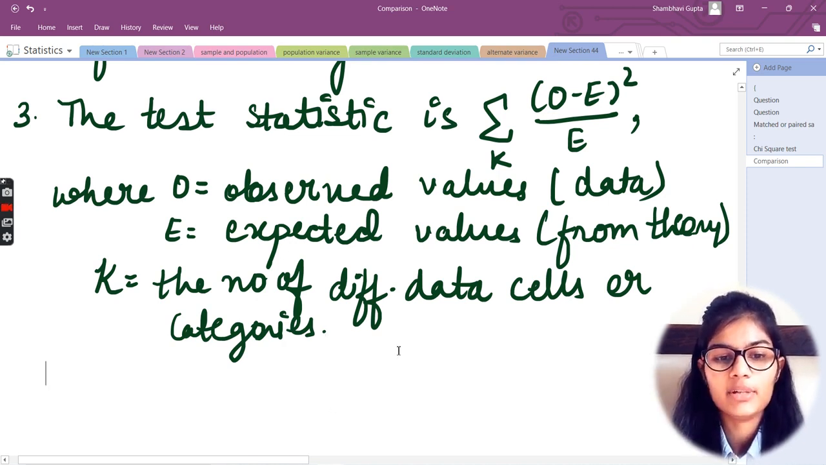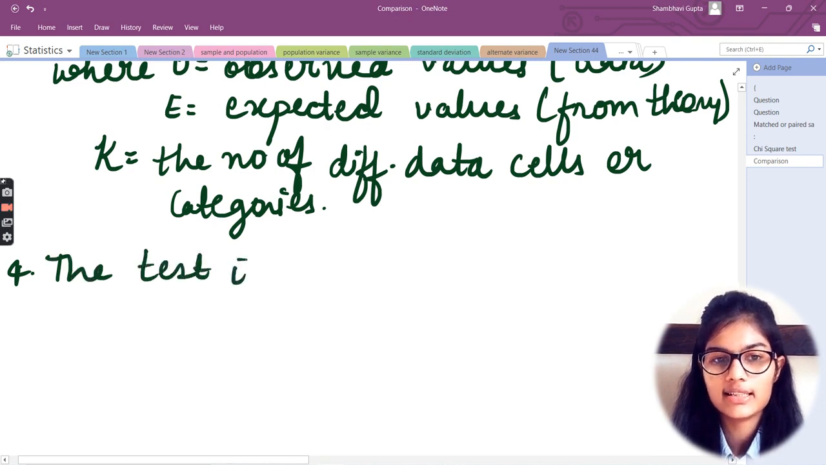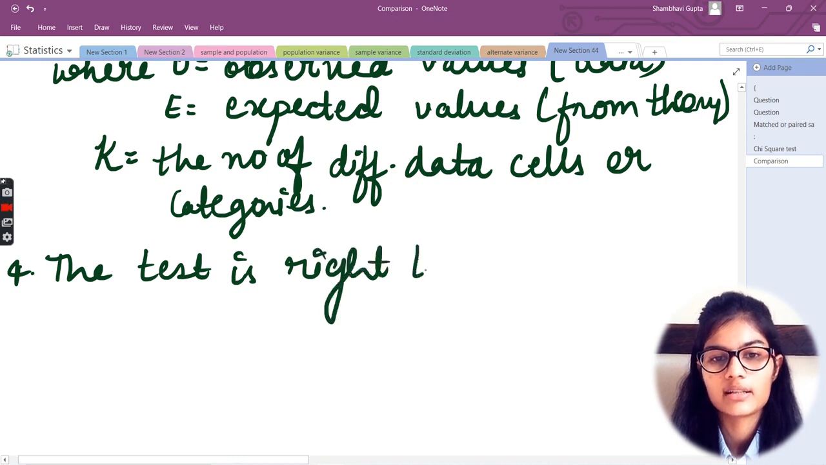Okay, fine. Coming down here, next we have point number 4, and point number 4 is that the test is right-tailed.